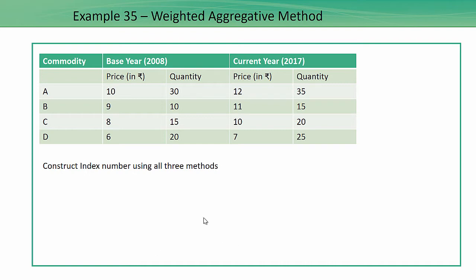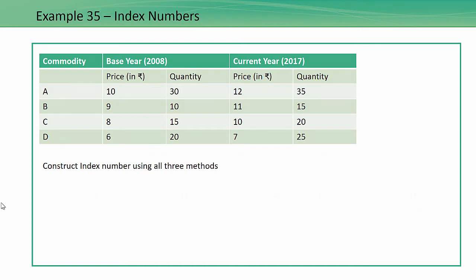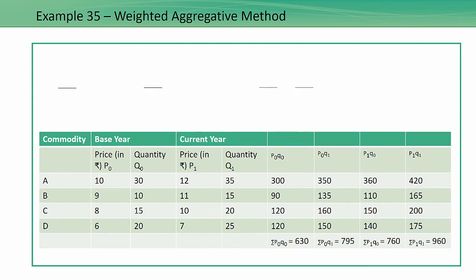So I have been just given a table wherein we have given the base year price and the current year price, and then I'm being asked to construct index number using all three methods. So if you have been given similar kind of question, don't get confused. Remember, the three methods are your Laspeyres, Paasche's and Fisher's method. So I'll prepare this table as we did earlier. So we'll find out P0Q0, P0Q1, P1Q0, P1Q1.